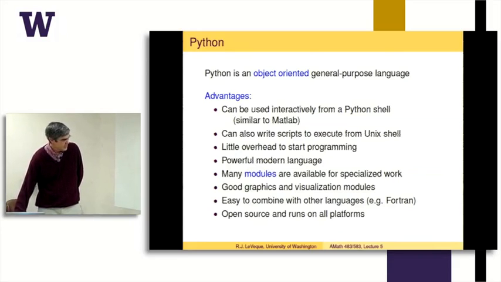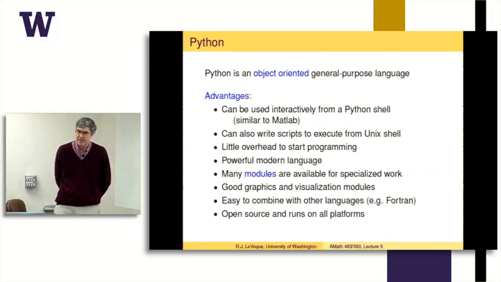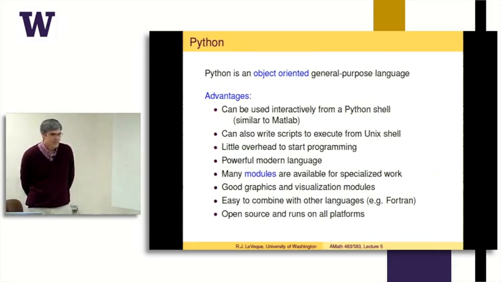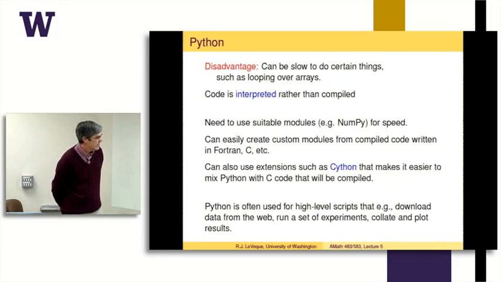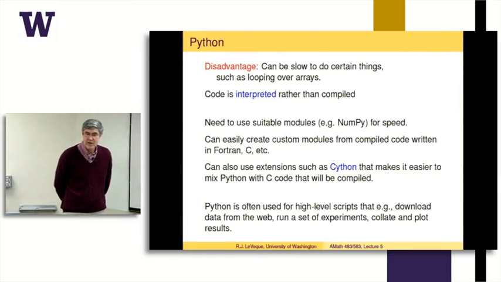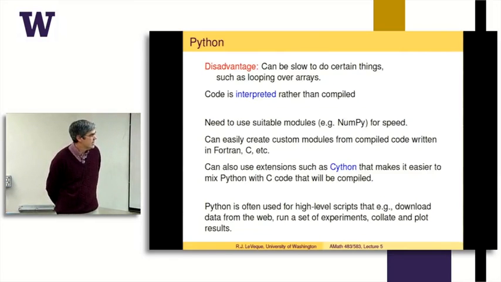And as we'll see later, you can combine it pretty easily with languages like Fortran or C to do more complicated things. And it's often used as a higher level gluing language, even if the lower level code is in other languages. So the reason we don't usually use Python for everything is that it has the disadvantage that it can be fairly slow to do certain things. And we'll talk more about this probably next week.